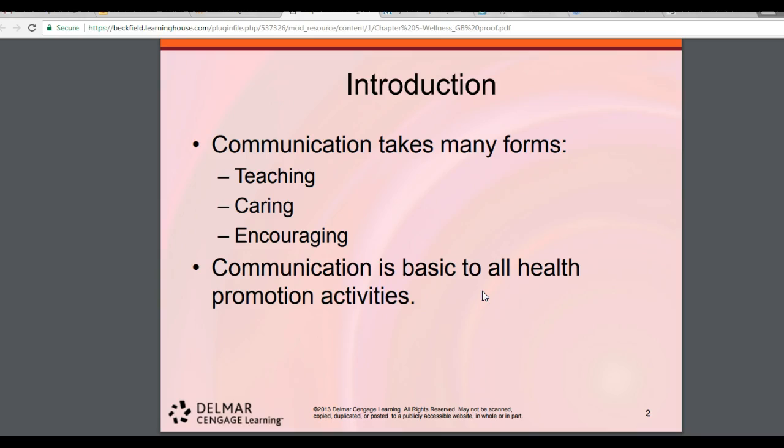And we use communication in all forms of health promotion activity, right? Whether we're teaching somebody how to perform a self-cath, offering some caring words to someone who's discouraged, or encouraging someone to become more independent in their daily living.